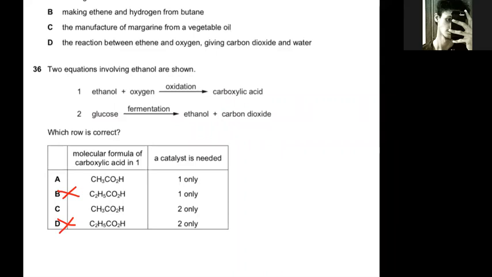In number 2, in the next column, they're asking is a catalyst needed in the reaction. In number 1, a catalyst is not necessary, but in number 2, a catalyst is required, and the catalyst is yeast. So C is the correct answer.